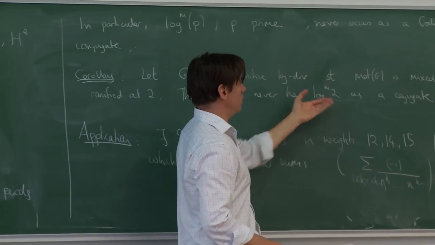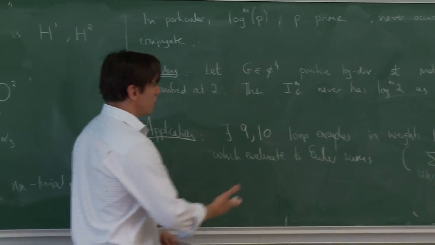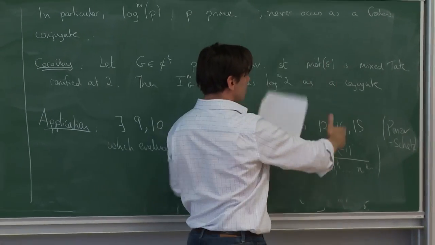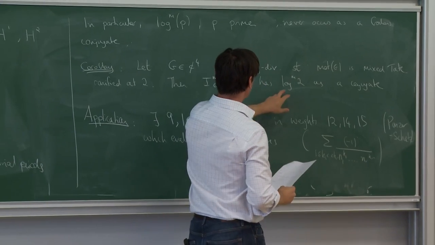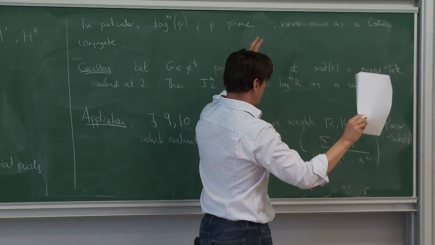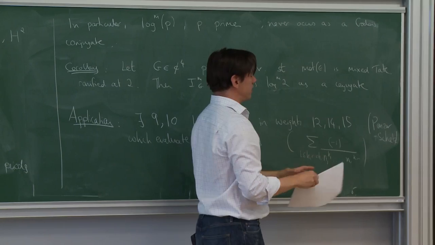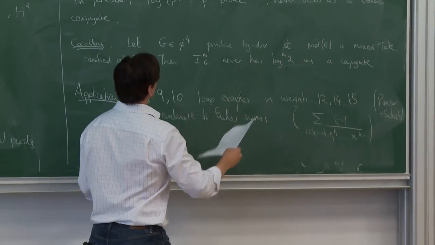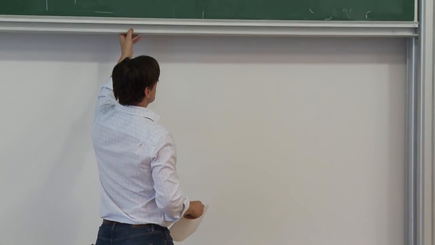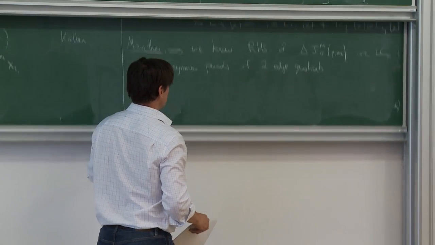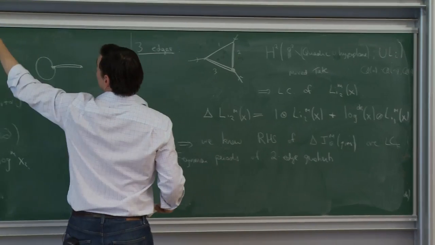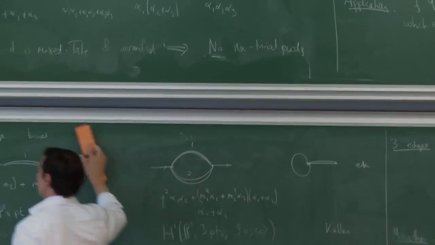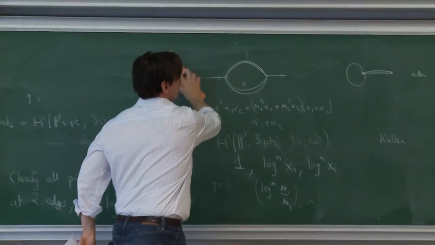a log 2, and they don't. So a priori, such a period sits in a 400 dimensional vector space or something, but knowing that it doesn't have log 2 as a conjugate immediately reduces you down to a vector space about half the size. That's exactly the sort of thing that I was talking about in the first lecture. But this is obtained by a completely trivial computation of small graphs. We get a very, very strong and highly non-trivial constraint at very high loop order.